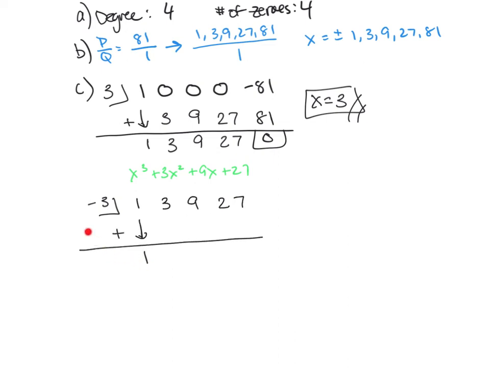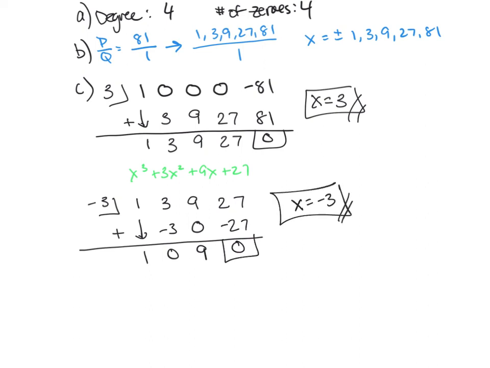Bring down the 1. 1 times negative 3 is negative 3. 3 plus negative 3 is 0. 0 times negative 3 is negative 3. Oh, pardon me. No, it's not. It's 0. Excuse me. It's been a long day. 9 plus 0 is 9. 9 times negative 3 is a negative 27. And 27 plus a negative 27 gives us 0, which means we have found a root when x is equal to negative 3. So when we rewrite this equation, we get x squared plus 9, since we have a 0 for our x.